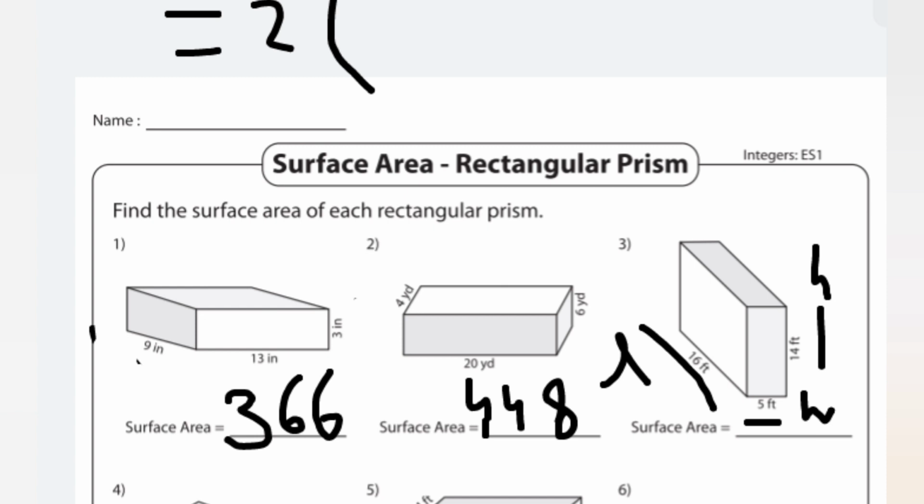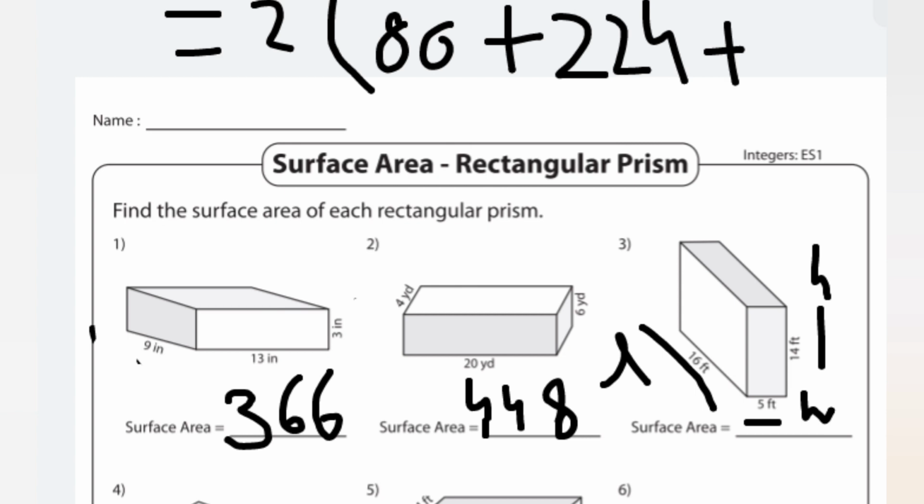So 16 times 5 will be equal to 80 plus, now we will multiply height with length. If I multiply height with length, we got 16 times 14, we got 224 plus, next is height times width. So height is 14 and the width is 5. So 14 times 5 will be equal to 70.